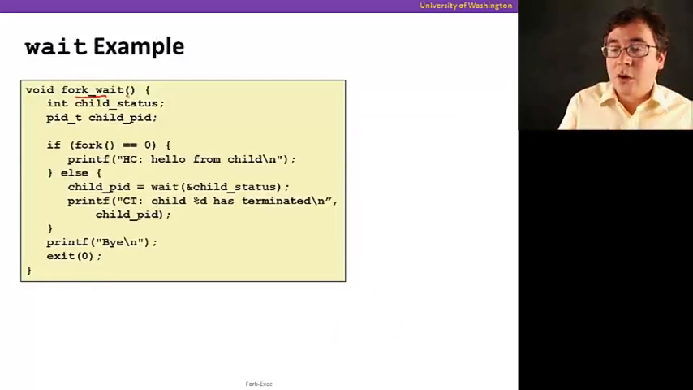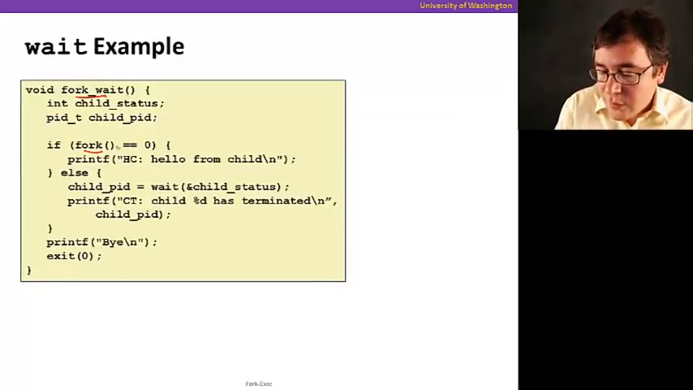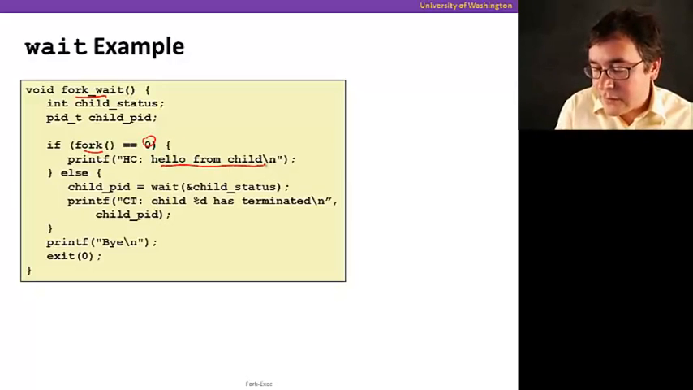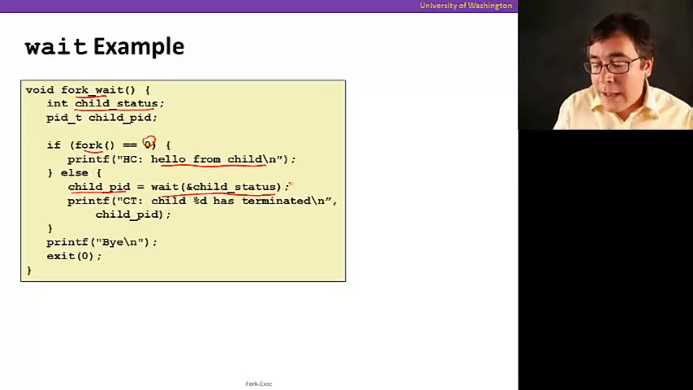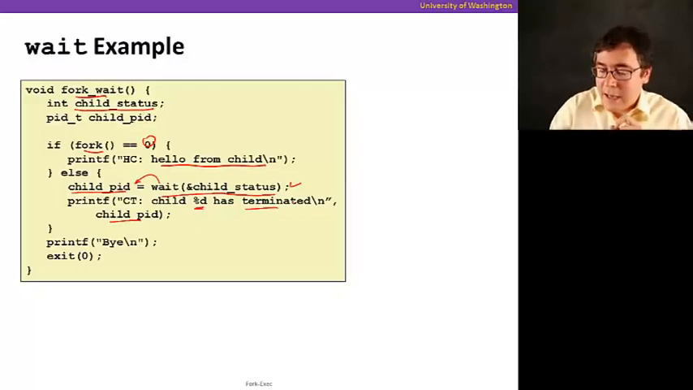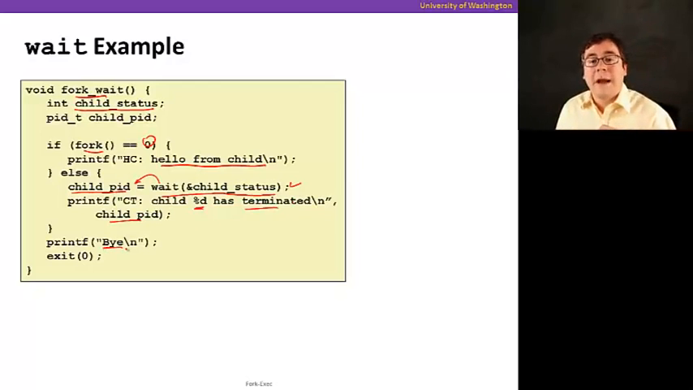We have this function called fork wait. It forks here. If the return value is 0, it's the child, and it says hello from child. Otherwise, that's the parent, and it's going to call wait on the child, with child status just an integer here. When that returns, it's because the child has died. Then it's going to print the PID of the child, which is returned by wait, say that it has terminated, and then say bye.